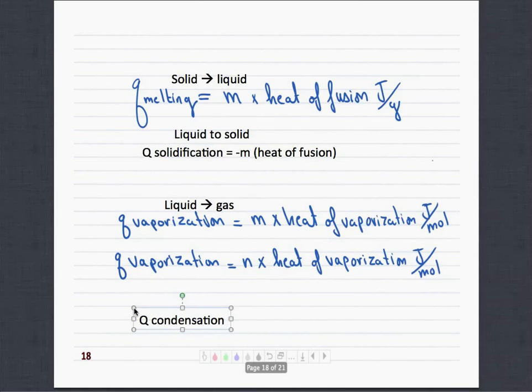So if you look into the table and you have the delta H of vaporization in joule per gram, you're going to multiply by the mass. If you open the tables and you find the delta H of vaporization in joule per mole, you're going to multiply the delta heat of vaporization by the number of moles. So you have to be aware of the difference between the two. Sometimes you will be given in the exam the delta H of vaporization in joule per gram, sometimes in joule per mole. So you have to be aware of both of them.